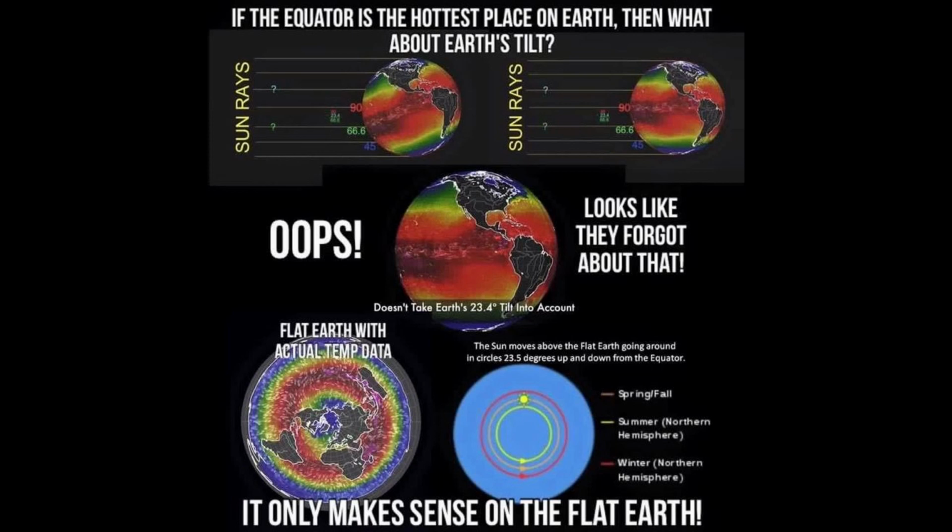If you look at the top left part of this meme, it shows Earth with the tilt and the sun rays going at it in a way that doesn't necessarily make sense. And in the bottom part of the meme, they put it over the AE map, and it basically makes just perfect sense to me.